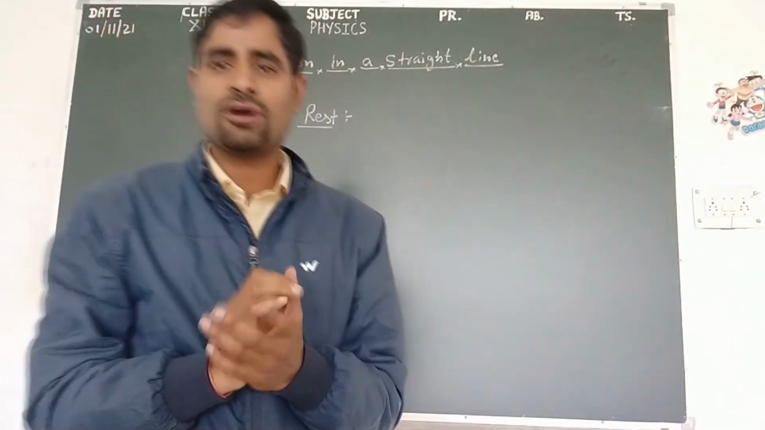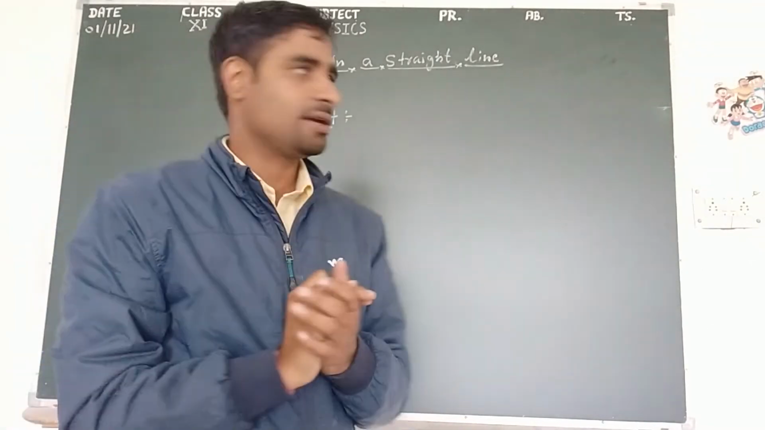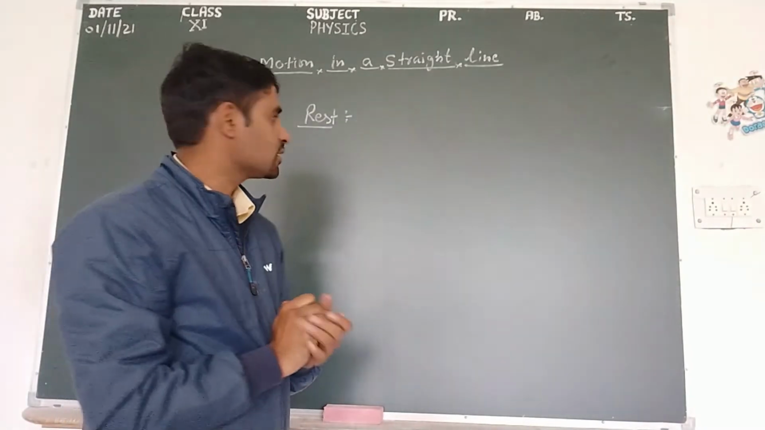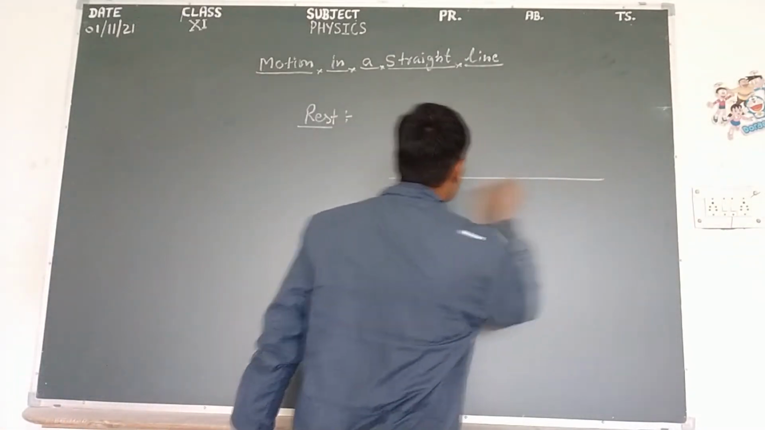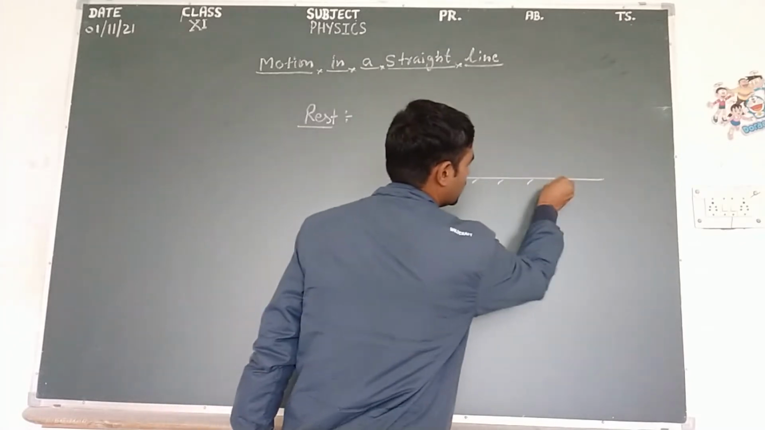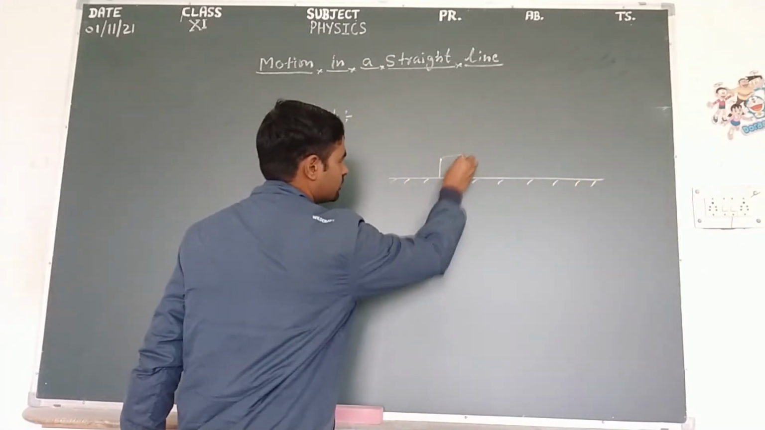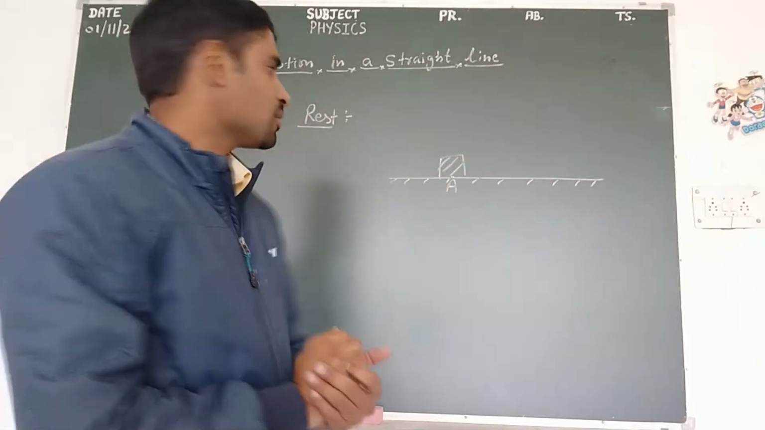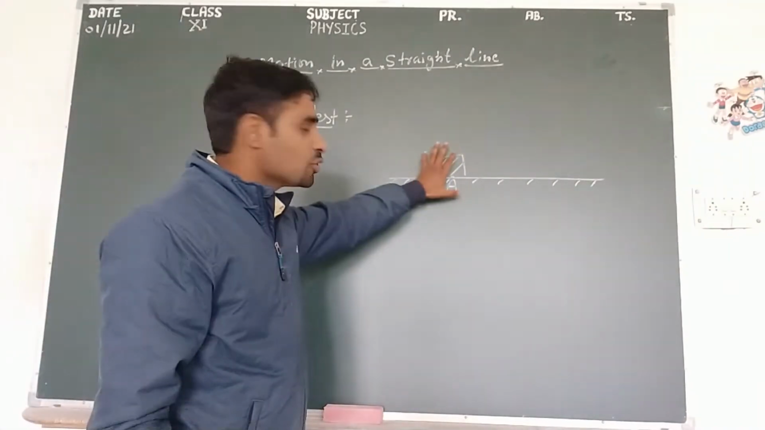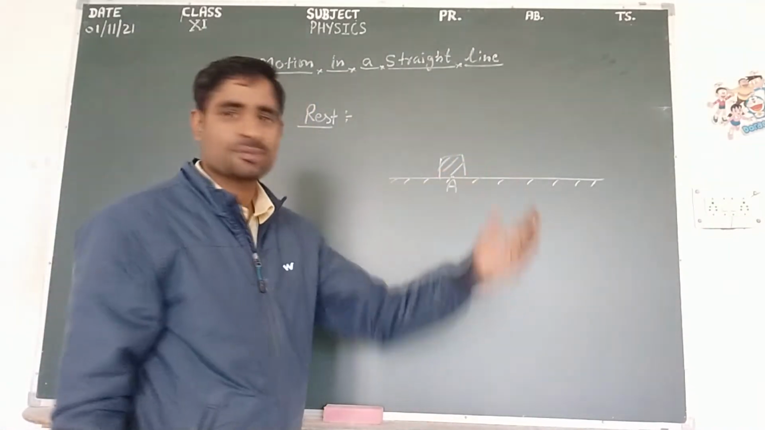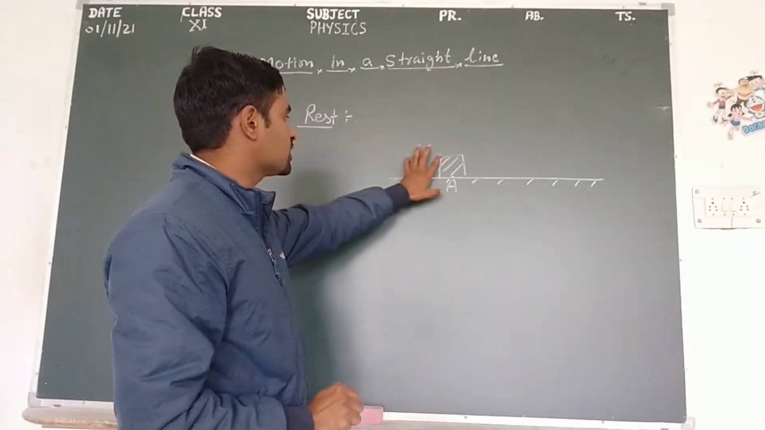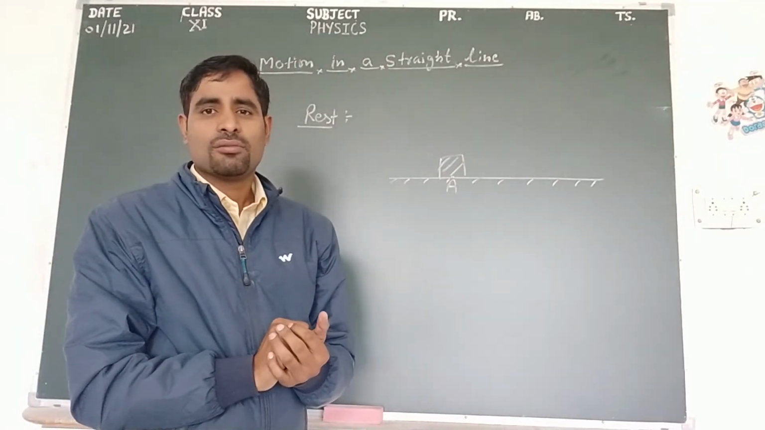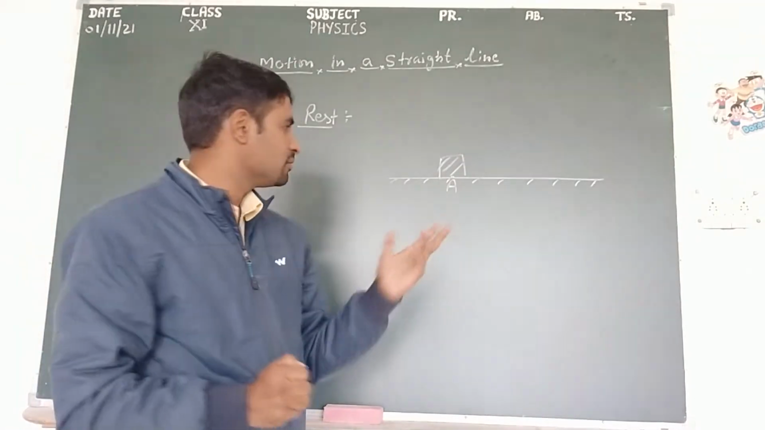Suppose an object is initially at point A. If the object does not change its position with respect to time or with respect to other objects, then the object is said to be at rest. For example, a book placed on the table.